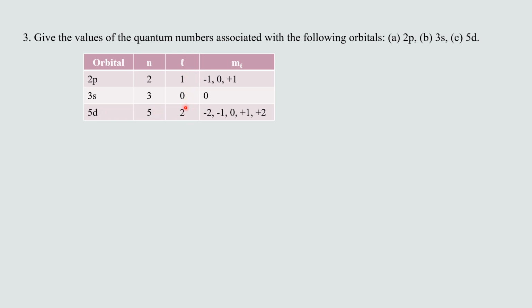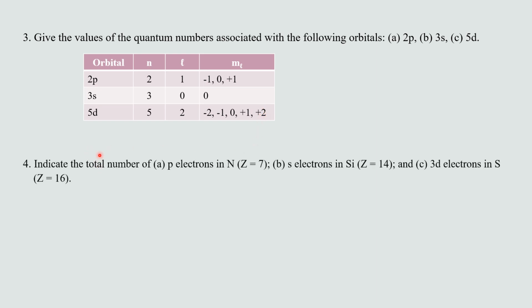L values, this is not all the possible l values. You need to find out what is the l value for this given orbital. P orbital, l value is 1. S orbital, l value is 0. D orbital, l value is 2. So ml values for these l values are minus l to plus l. If l is equal to 1, ml values are minus 1, 0, plus 1. If l is equal to 0, ml value is 0. If l is equal to 2, minus 2, minus 1, 0, plus 1, plus 2.